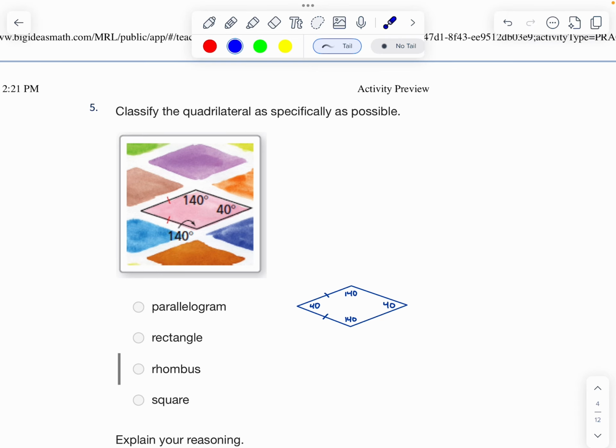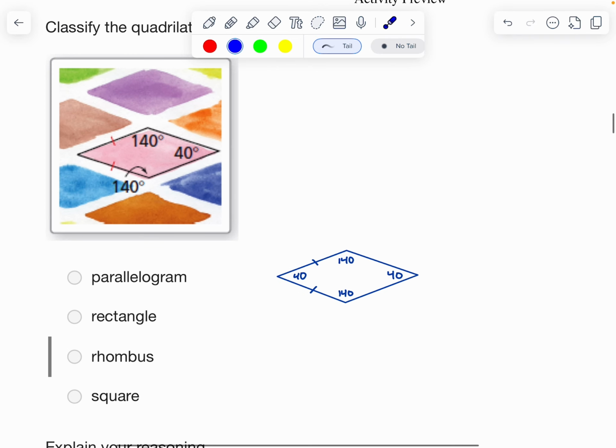Classify the quadrilateral as specifically as possible. Opposite sides are congruent, or sorry, opposite angles are congruent. Opposite angles are congruent. We also have that consecutive sides are congruent. Well, opposite angles being congruent, so 40 and 40, 140 and 140, tell me that this is a parallelogram. Whoops, spelled it wrong. Tells me that we're dealing with a parallelogram.